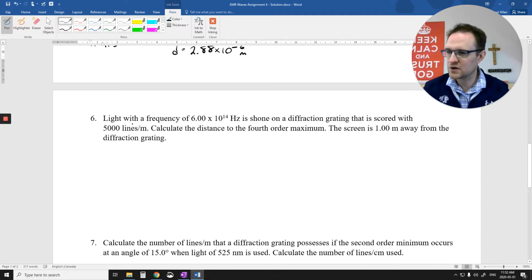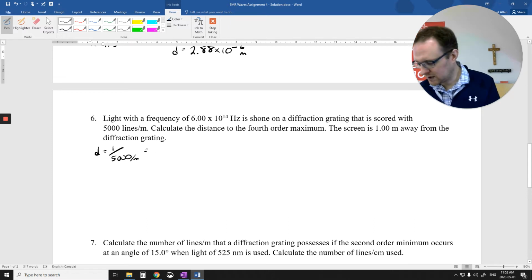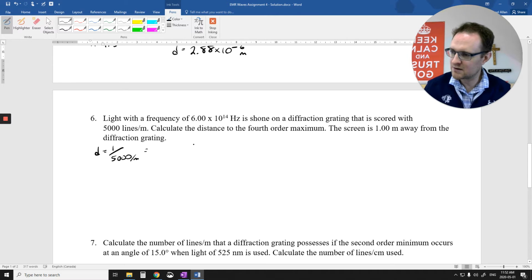So say this first one here, light is shone on a diffraction grating that is scored with 5,000 lines per meter. So that is going to help us find the d value, this 5,000 lines per meter. So I'm going to go 1 over 5,000. It's in meters already, so I'm just going to leave that in meters when I get my answer. So this is going to be 2 times 10 to the negative 4 meters.